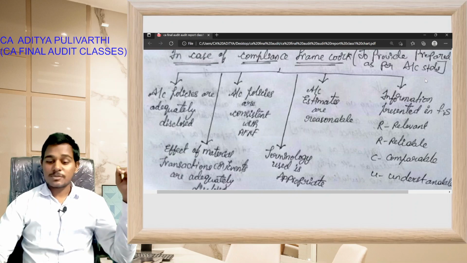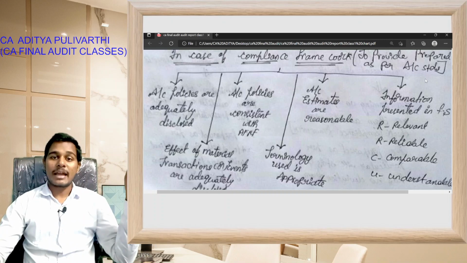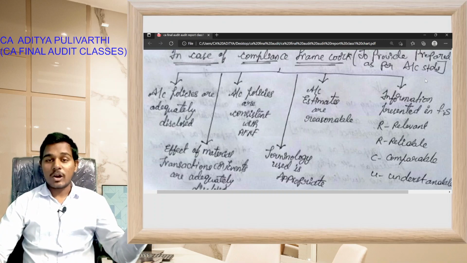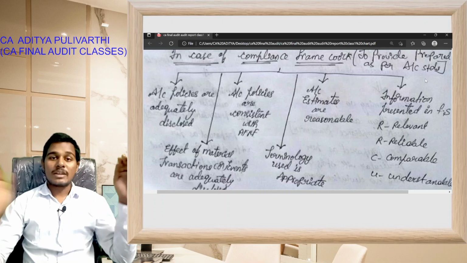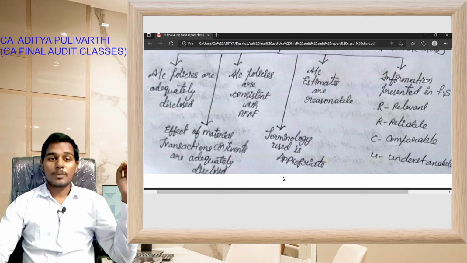I think when the 6 points are compliant, we can say that they have a compliance framework, that is, financial statements are prepared as per accounting standards, and the auditor will give an opinion that financial statements are prepared as per accounting standards.